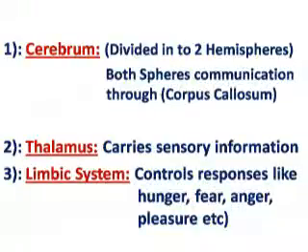The third part of the forebrain is the limbic system. It is located in an arc between the thalamus and cerebrum. This system controls responses like hunger, thirst, fear, anger, tranquility, pleasure and sexual responses. Portion of the limbic system is also important in the formation of memories.